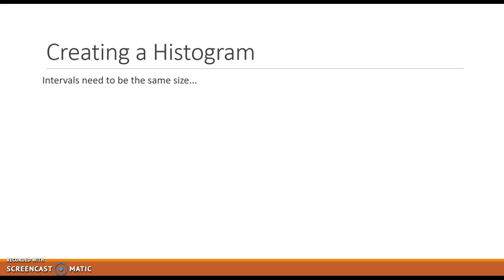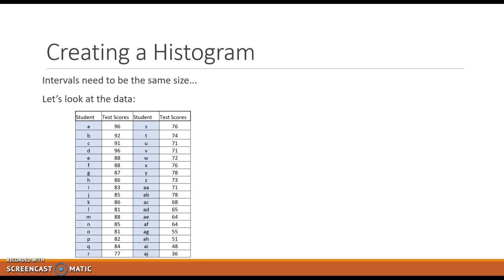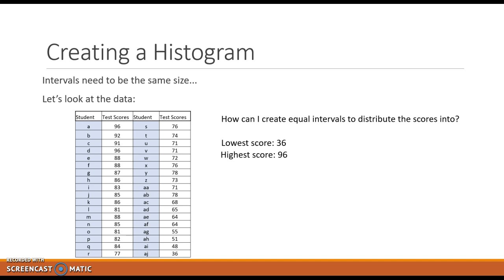So let's figure out how we can create a histogram from the test data that we have. We know that the intervals need to be the same size, right? So here are the test scores from the test on October 1st. How can I create equal intervals to distribute the scores into? So we can see that the lowest score is 36. And we can see that the highest score is 96. So we can create intervals of 10, but we can start at 36 and end at 96.